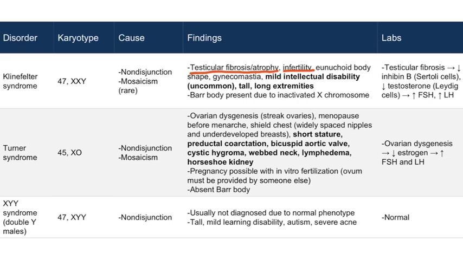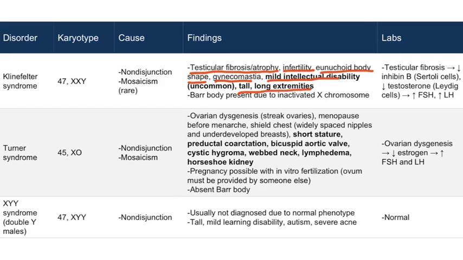A more feminine body shape is synonymous with a eunuchoid body shape. In other words, these males look more feminine because they have larger hips, they're thin, and they lack muscular tone. They can also have gynecomastia and mild intellectual disability, although mild intellectual disability is uncommon. Finally, they're usually tall and have long extremities.